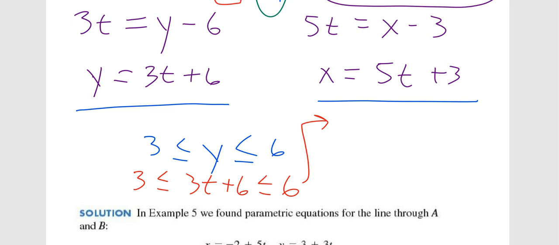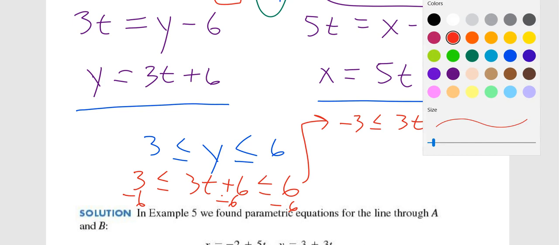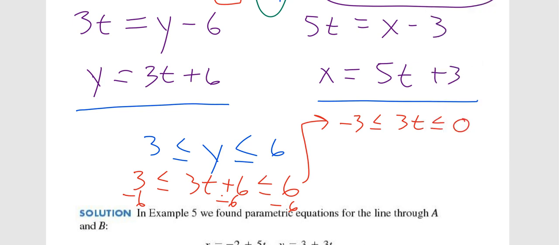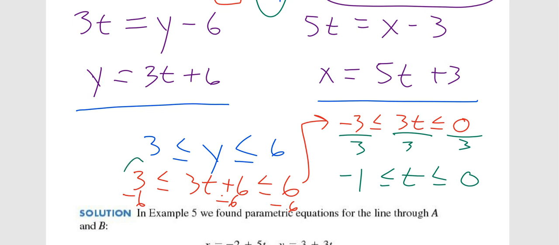Okay, so what do we do to all 3 to get rid of the 6? Subtract 6, from the left, from the middle, from the right. Negative 3 is less than or equal to 3t, which is less than or equal to 0. And now for our next trick. Divide everything by 3. Do any of the signs flip, or do they stay the same? They stay the same because we didn't divide by a negative number. 3 minus 6 is negative 3.